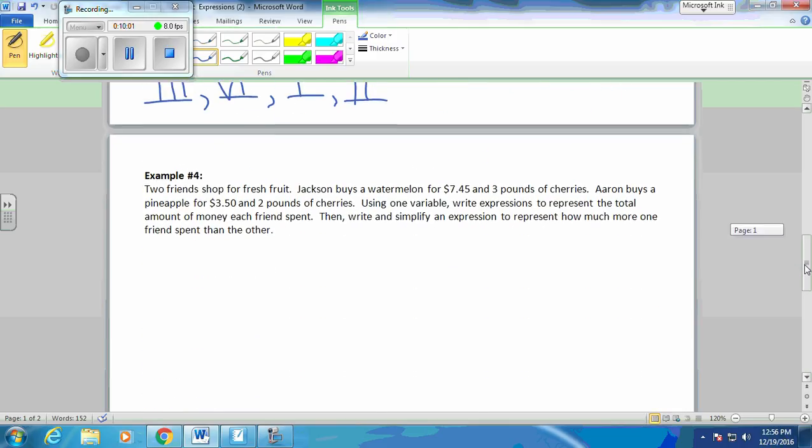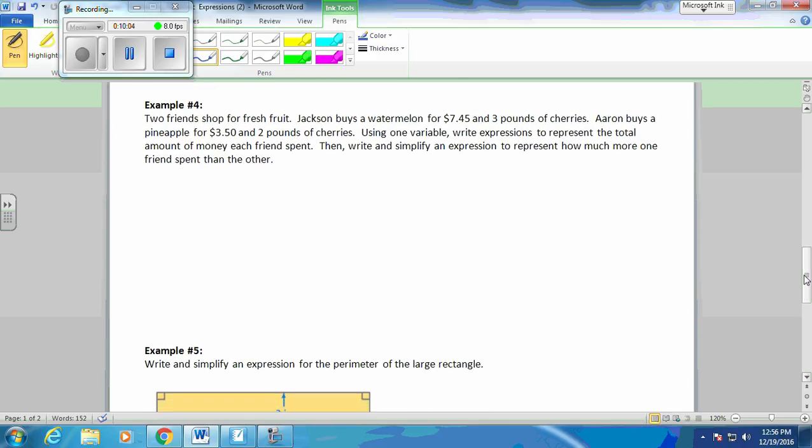Going on to number 4, it says that 2 friends shop for fresh fruit. Jackson buys a watermelon for $7.45 and 3 pounds of cherries. Aaron buys a pineapple for $3.50 and 2 pounds of cherries. Using one variable, write expressions to represent the total amount of money each friend spent. Then write and simplify an expression to represent how much more one friend spent than the other.